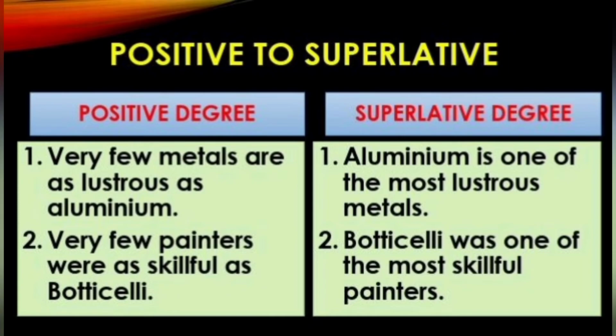So how do you change it? Definitely there is a change of sides. So aluminium is used in the beginning of the sentence. Aluminium is... so in superlative degree we are supposed to use "one of the". So aluminium is one of the most lustrous metals. Okay, aluminium is one of the most lustrous metals.